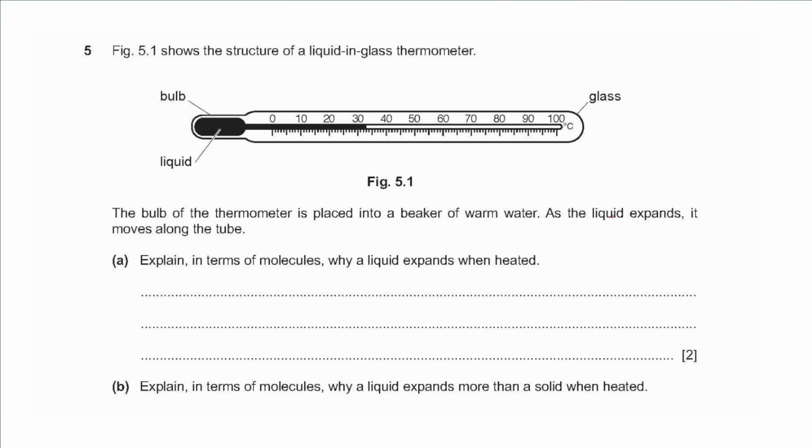Question 5 is about thermometers, so you can skip this whole question for the new syllabus. It says figure 5.1 shows the structure of a liquid and glass thermometer. The bulb of the thermometer is placed into a beaker of warm water.